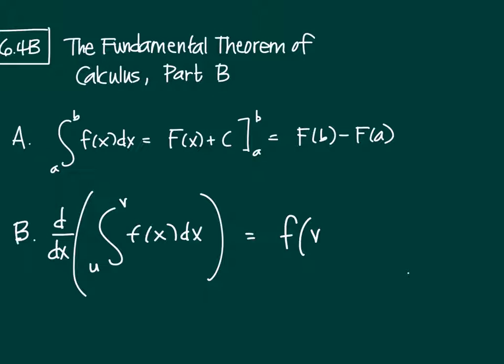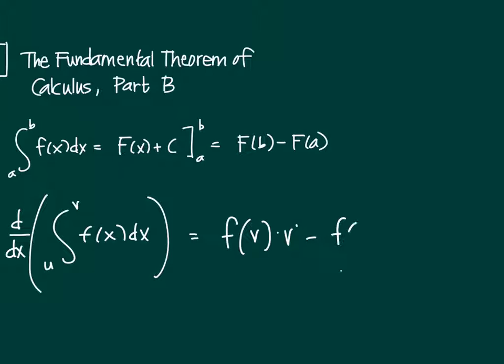So v would get plugged in first into regular f, times, because we're taking the chain rule, and v is a function in and of itself, you have to apply the chain rule to v prime. Then minus f with u plugged in, and then multiplied by u prime. That is the other part of the fundamental theorem of calculus.